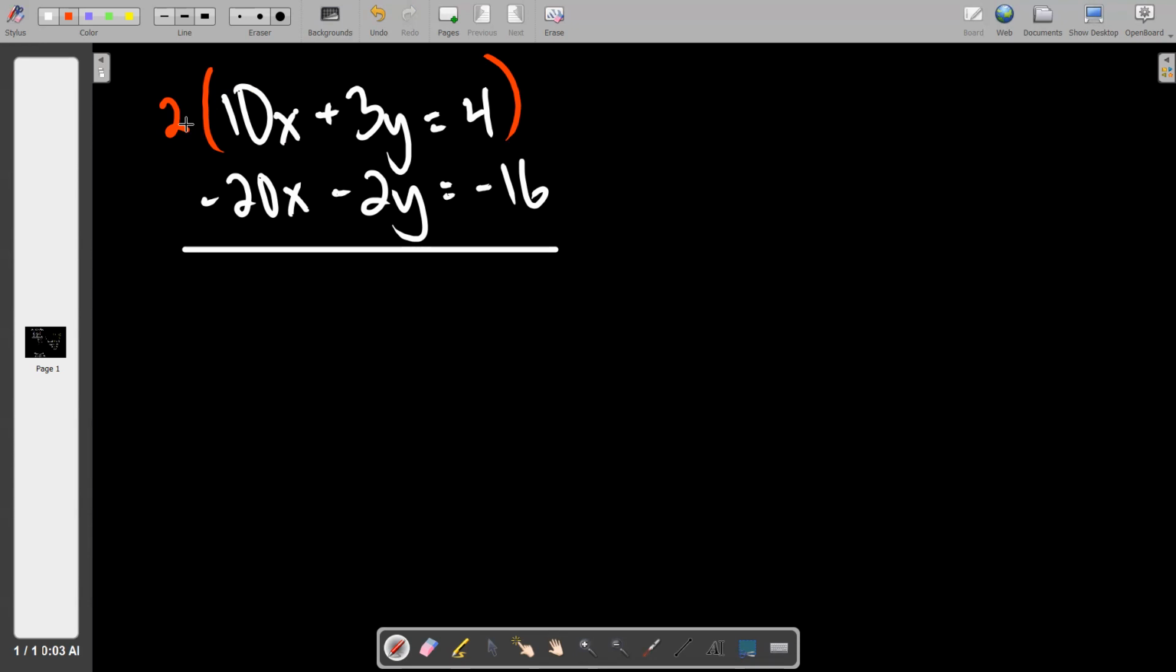I'm not interested in the 3y and I'm not interested in the 4. This is about having tunnel vision and looking at that 10x and saying, I'm going to make you a 20x. That's it. That's my only objective here. Now, if I do that, I'm going to head over here off to the side and it's going to now say 20x plus 6y equals 8. And then I'm just going to copy the old bottom equation over.